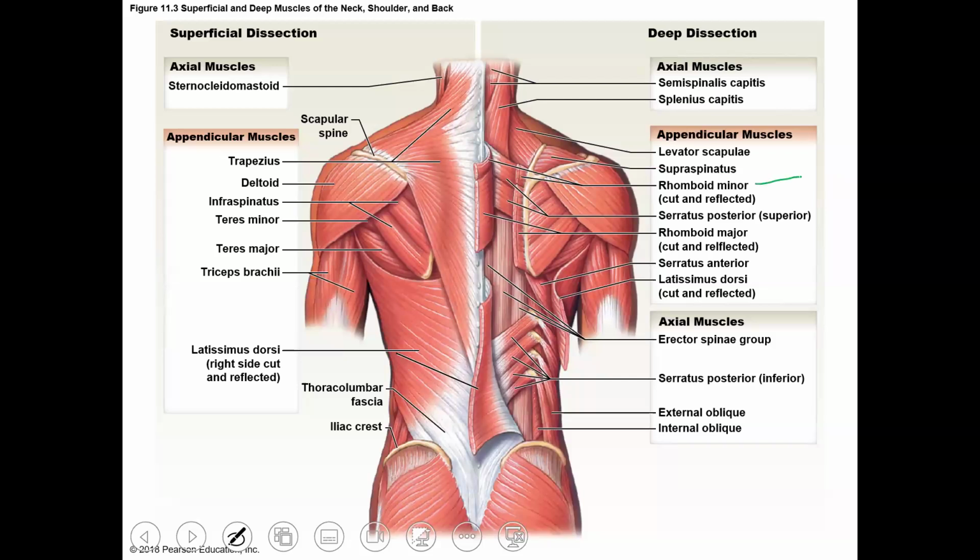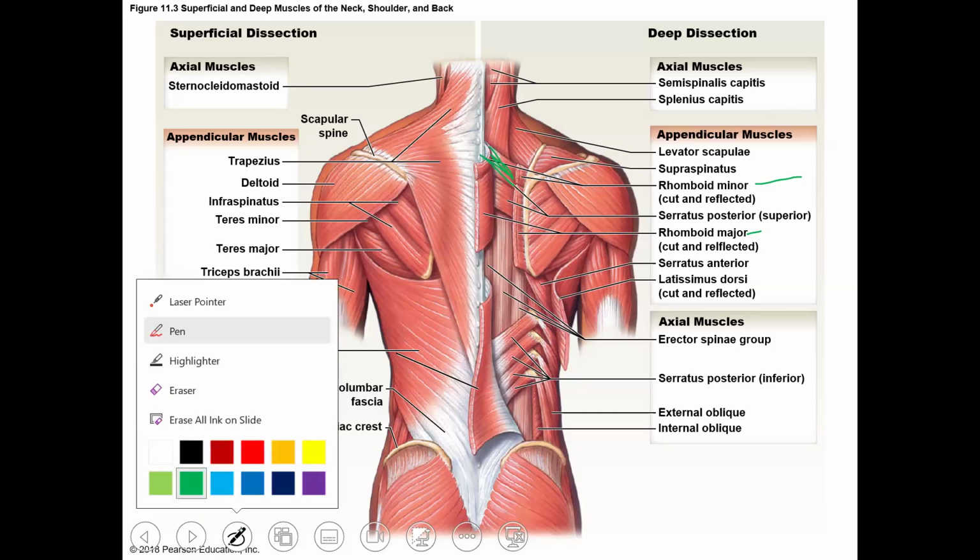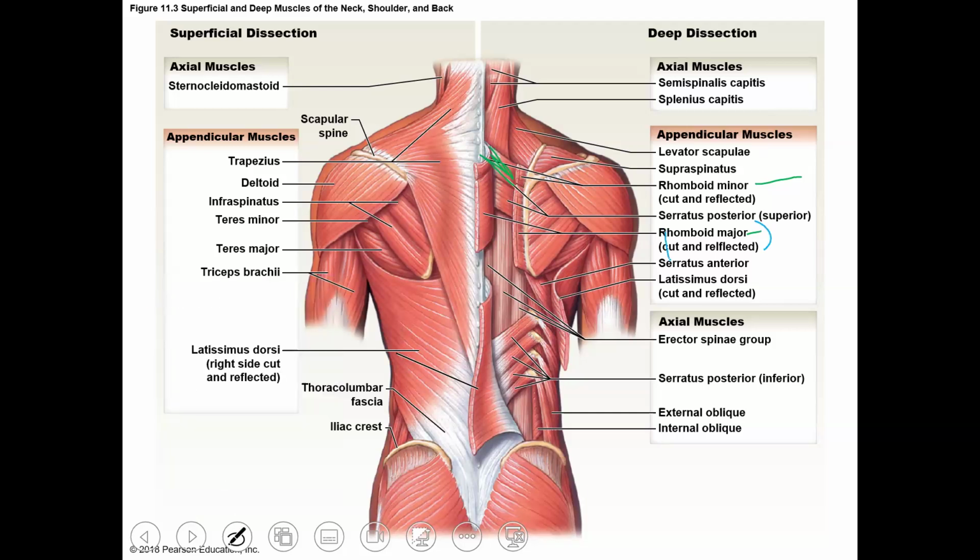We see rhomboid minor and rhomboid major. In general, minor, smaller and on top. Major, bigger and on bottom. Okay. This one's cut away here, but it was right here. Okay, right here. Rhomboid minor, rhomboid major. That's going to give you good posture when you fire these off. It's going to bring that shoulder blade towards the spine. You can see serratus anterior fibers a little bit there. You could see the latissimus dorsi cut away, but we're looking here, levator scap, supraspinatus, rhomboid minor.